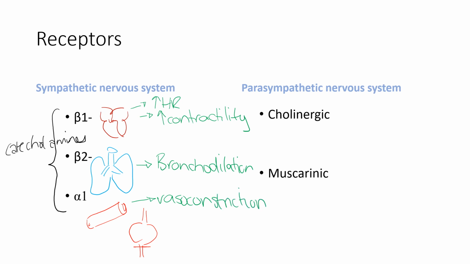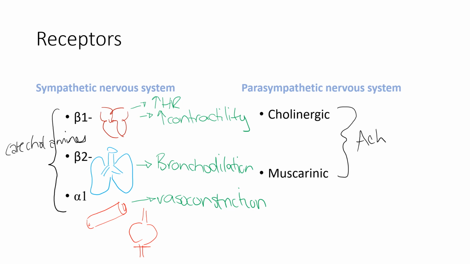So these are good things to start with from an anatomy perspective. Beta-1, once catecholamines are attached: increase in heart rate, increase in contractility. Beta-2: bronchodilation will occur. Alpha-1: it will result in vasoconstriction of the blood vessels. What attaches to cholinergic and muscarinic receptors is acetylcholine, ACH.